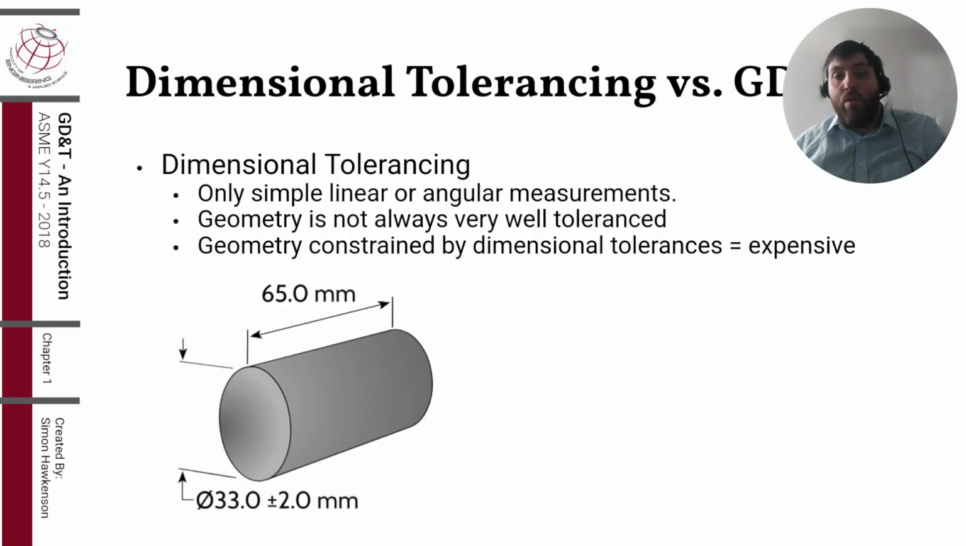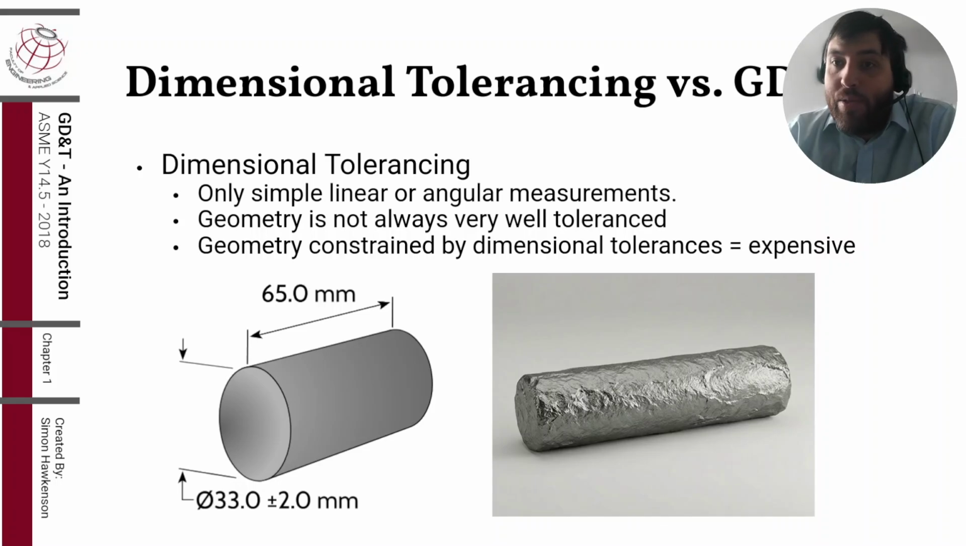Relaxing the tolerances here should help ensure that the manufacturing costs are reasonable. This is what we get. It's a cylinder. If we were to measure this with a caliper, it'll fall within the plus or minus 2 millimeters everywhere. So we've got ourselves an acceptable rolling pin, right?